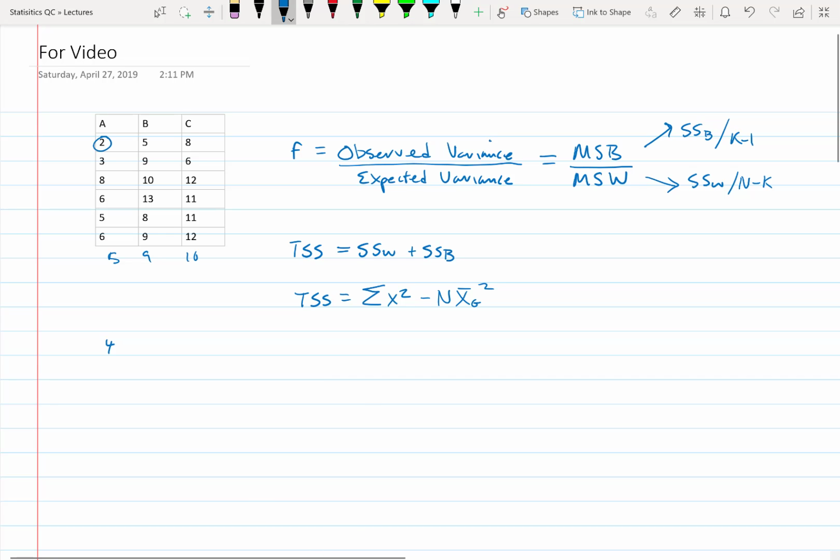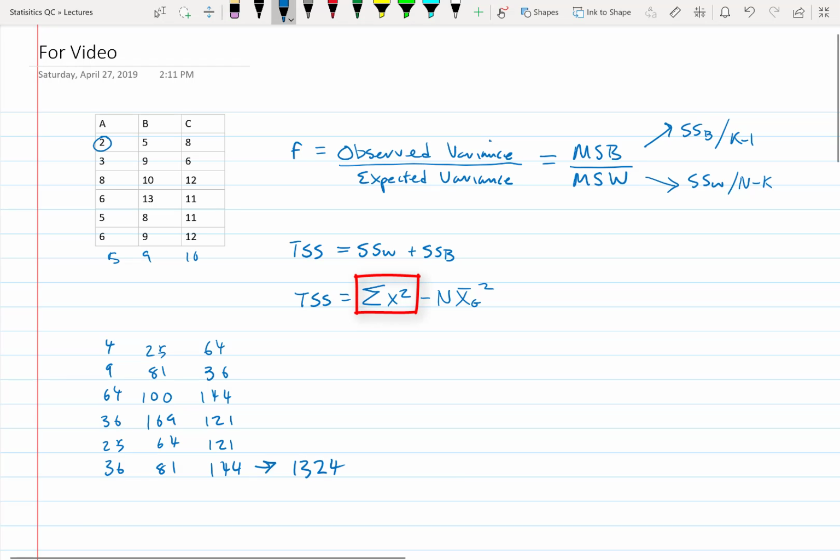We'll do it with the next. 3 squared is 9, 8 squared is 64, 6 squared is 36, 25, 36, 25, 81, 100, 169, 64, 81. We just make that a little bit easier to read so there's no mistakes in addition later on. And in our third group, group C, we have 64, 36, 144, 121, 121, and 144. And these add up to 1,324.